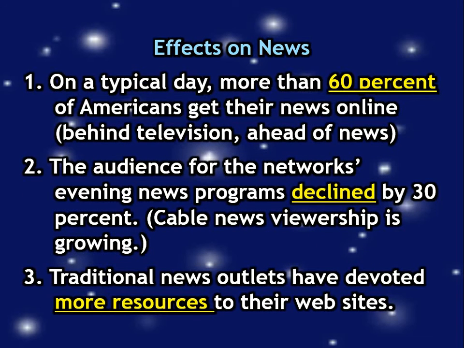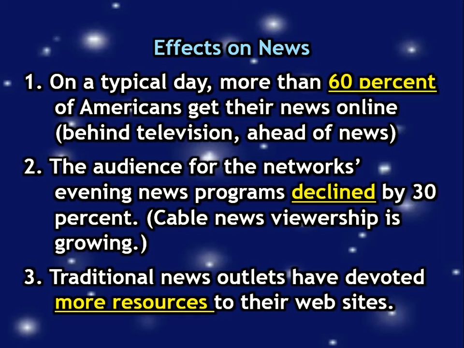The effects that online has had on news. On a typical day, more than 60% of Americans get their news online. This is now behind television and ahead of newspapers, is what that should say. Newspapers have unfortunately been slowly dying off in the United States. A lot more newspapers are either shuttering their doors or reducing the number of papers they produce in a week or going online only. You can't beat them, join them. But most of us nowadays look to our online environments to keep up on top stories, and a lot of that comes from the social media feed.